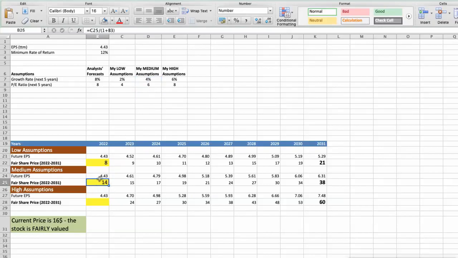Third scenario. Ford will have high performance in next 5 years, and we will use the following parameters in our calculation. Future growth rate would be high, 6%. Future P/E would be high, 8. In this case, the fair value of the stock today would be $22. As you can see, today the stock is fairly valued, $16, if we expect the company's high performance in future.